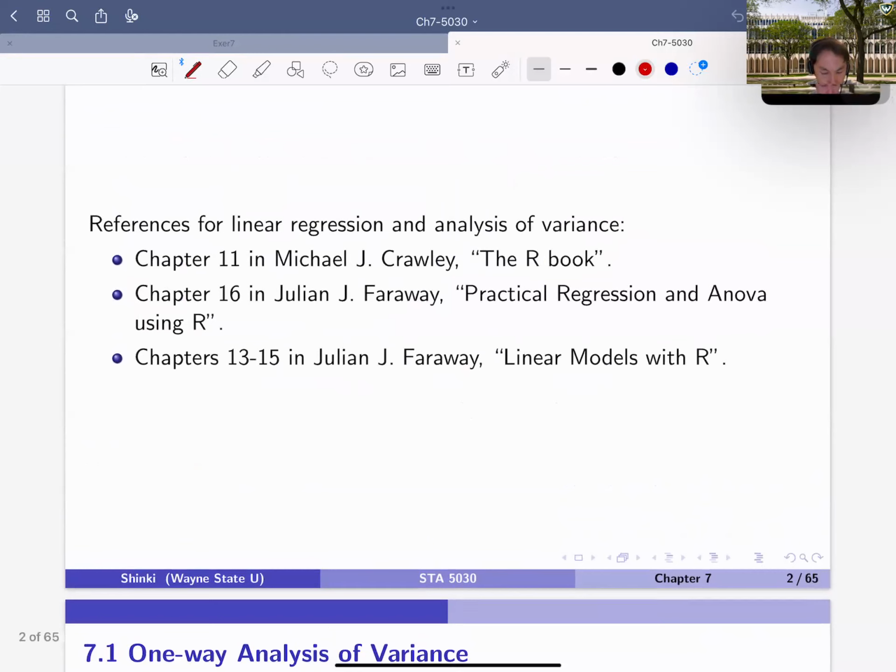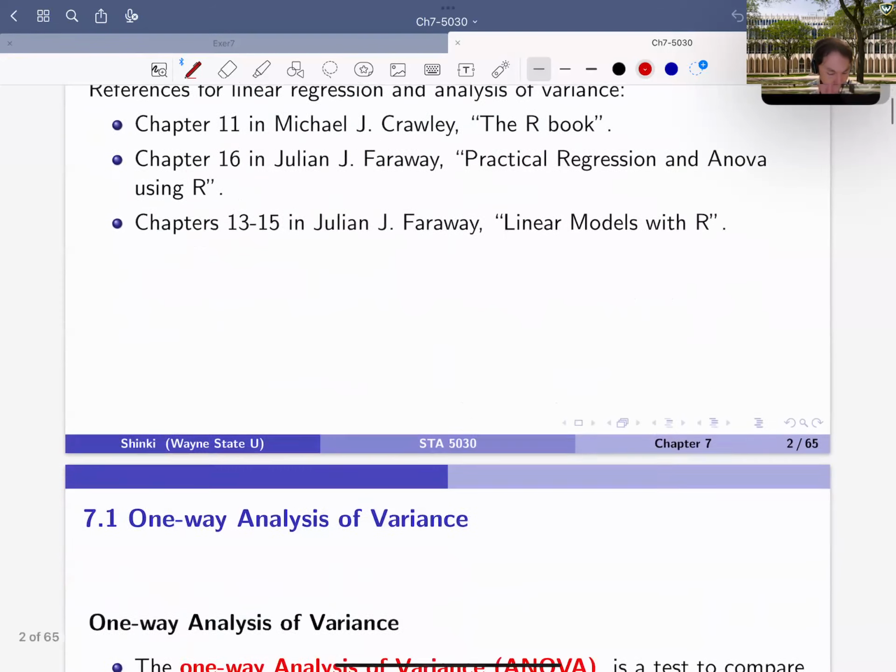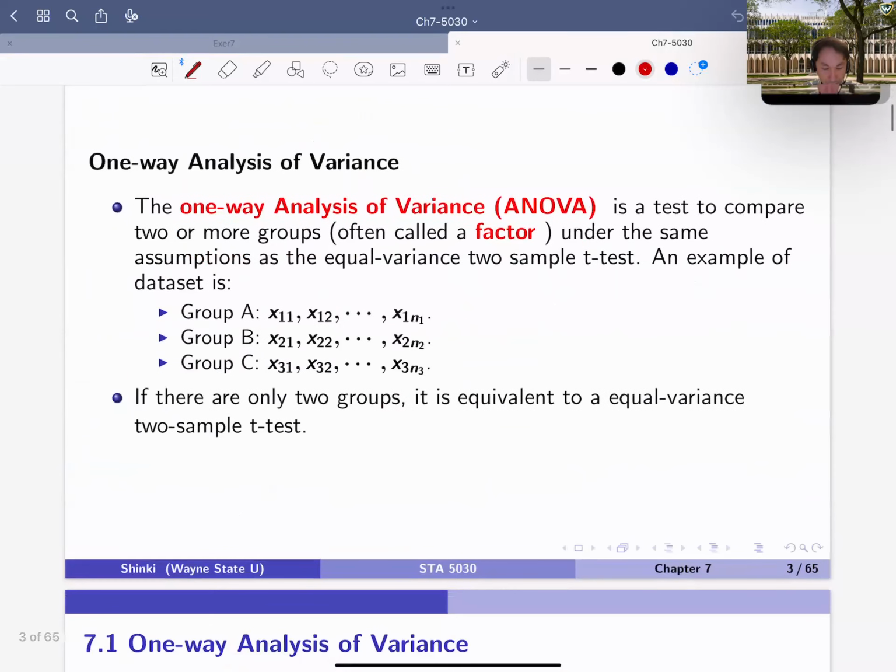And several references: the R book, Faraway's lecture note, and also Faraway's book. But still the slides are self-contained, so you don't really have to refer to the book if you don't feel it's necessary.